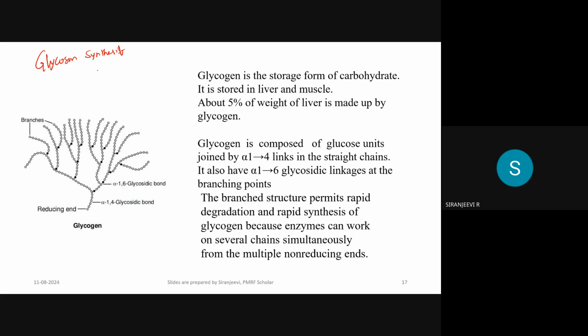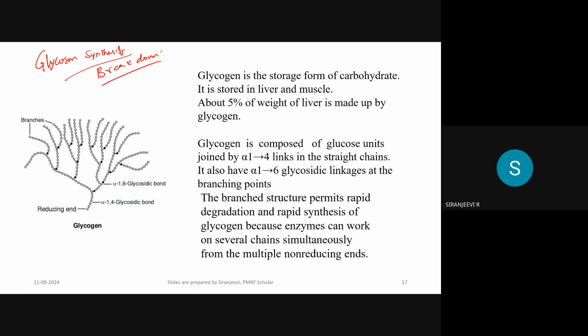and breakdown. Glycogen synthesis and breakdown are called glycogenesis and glycogenolysis. Before getting into this story, we'll try to see what is happening in the system. What is glycogen? What is the structure and everything?